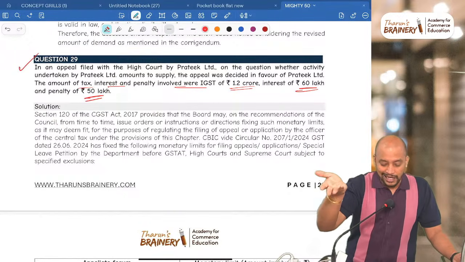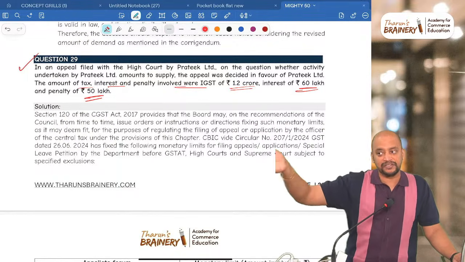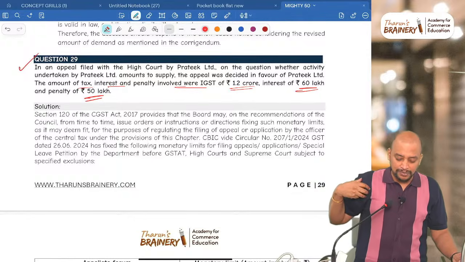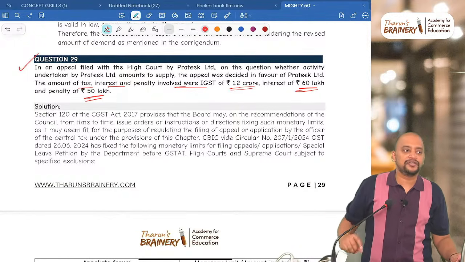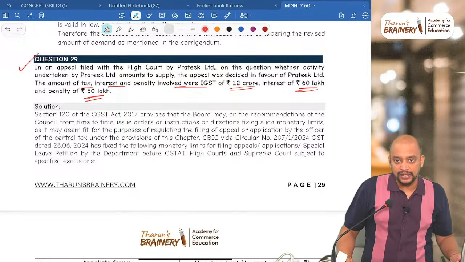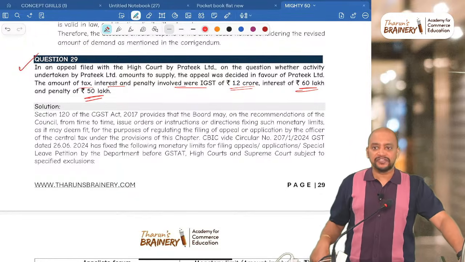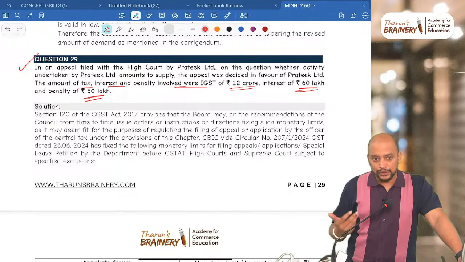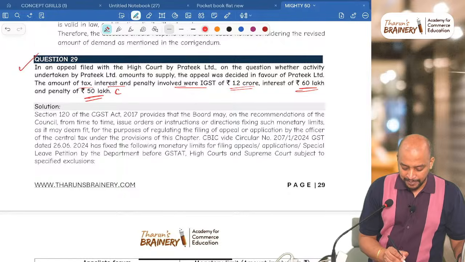The appeal was filed with the High Court on the question whether the activity undertaken amounts to supply. The appeal was decided in favor of Pratik. So now the department might be going for appeal to Supreme Court. What is the monetary limit for appeal to Supreme Court? 2 crores. In this case, 1.2 plus 60 plus 50, definitely it exceeds 2 crore. Can the department file an appeal?